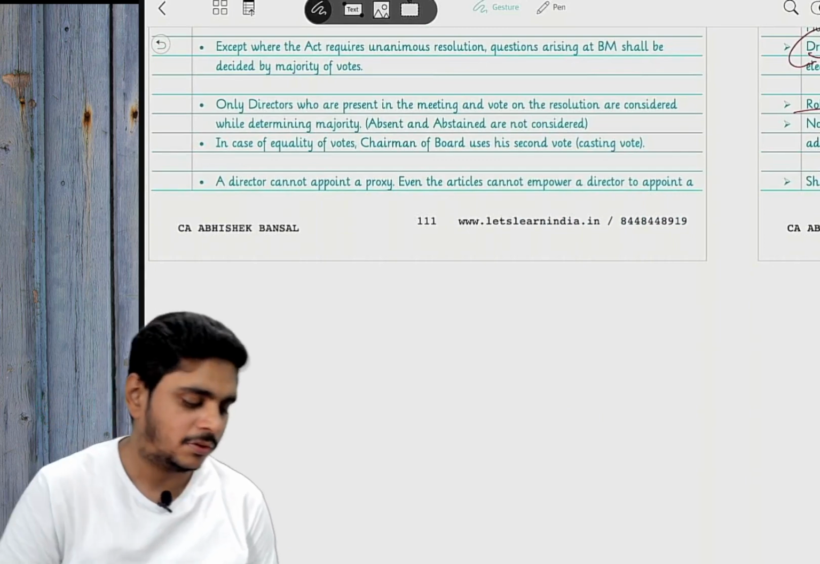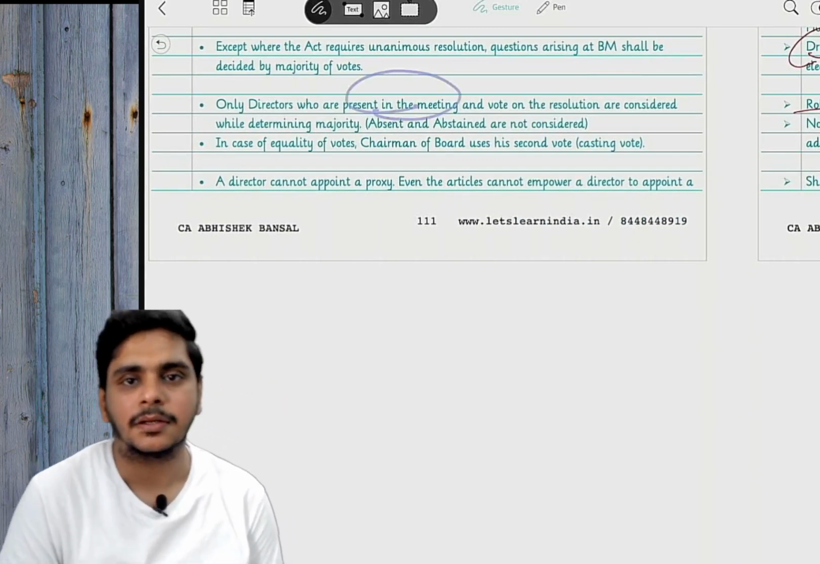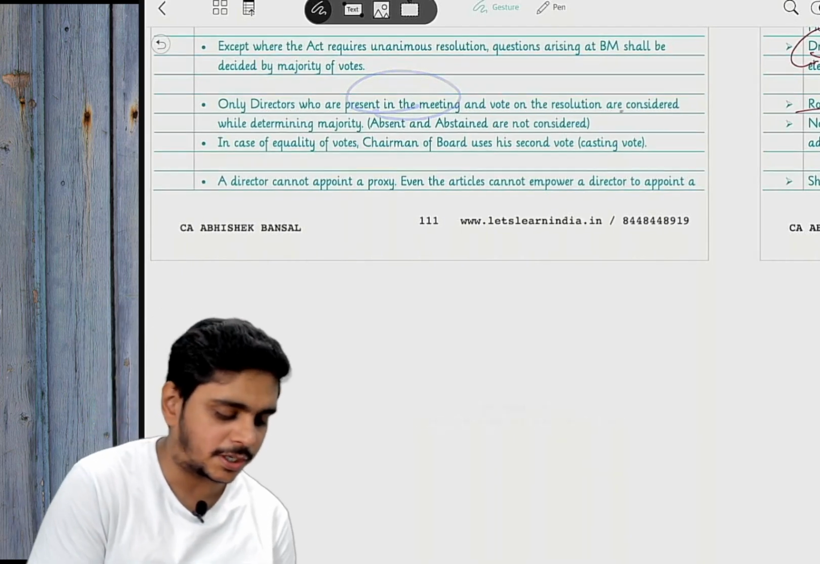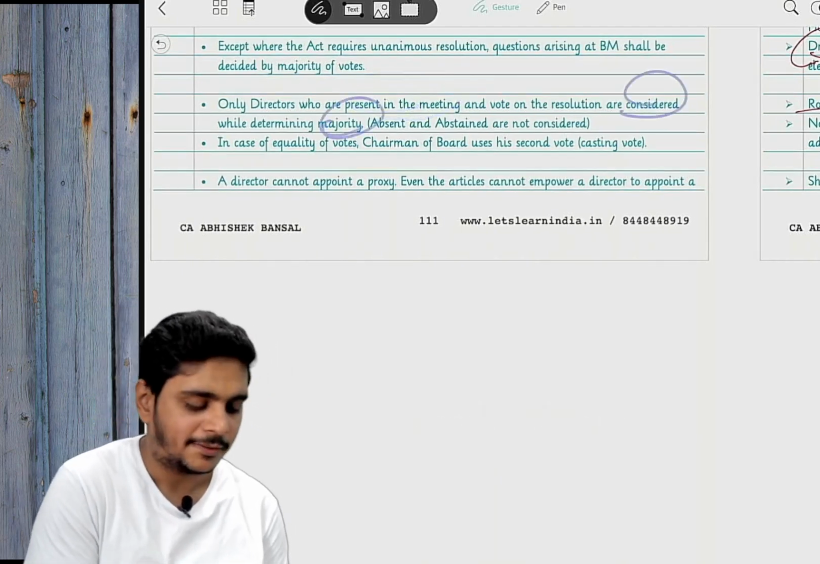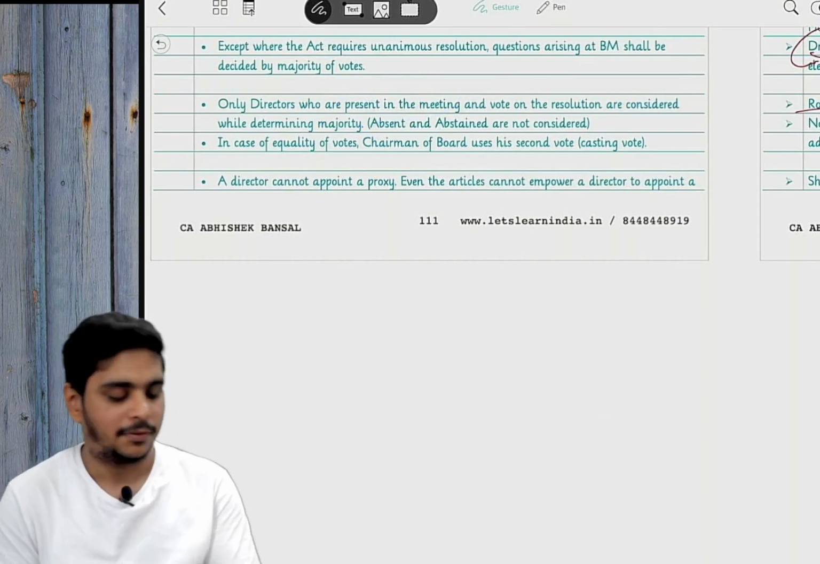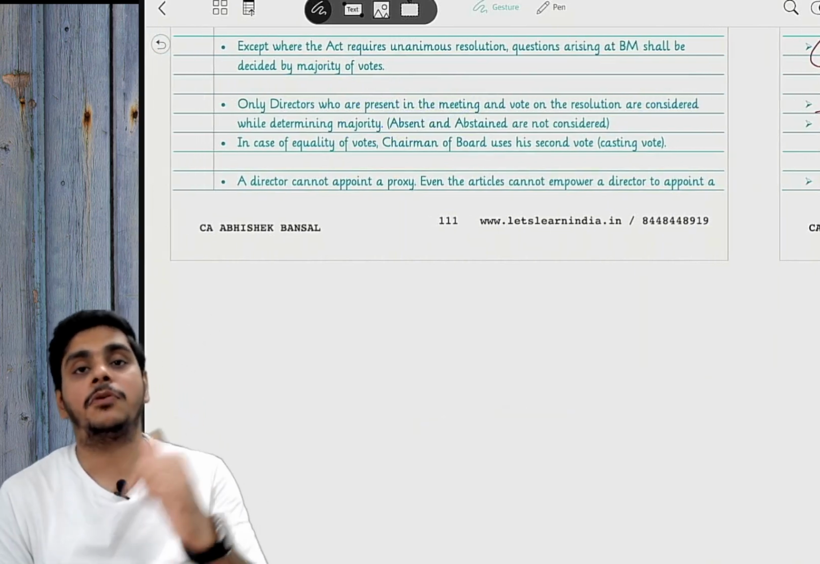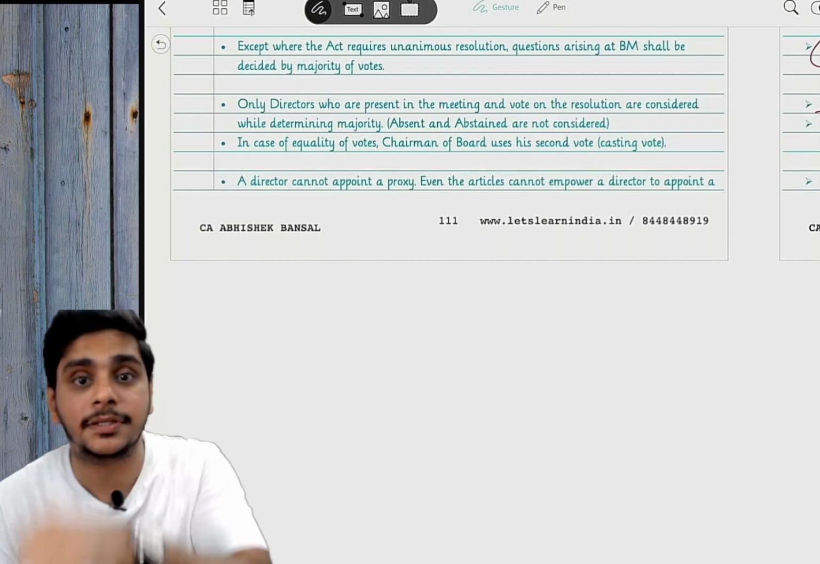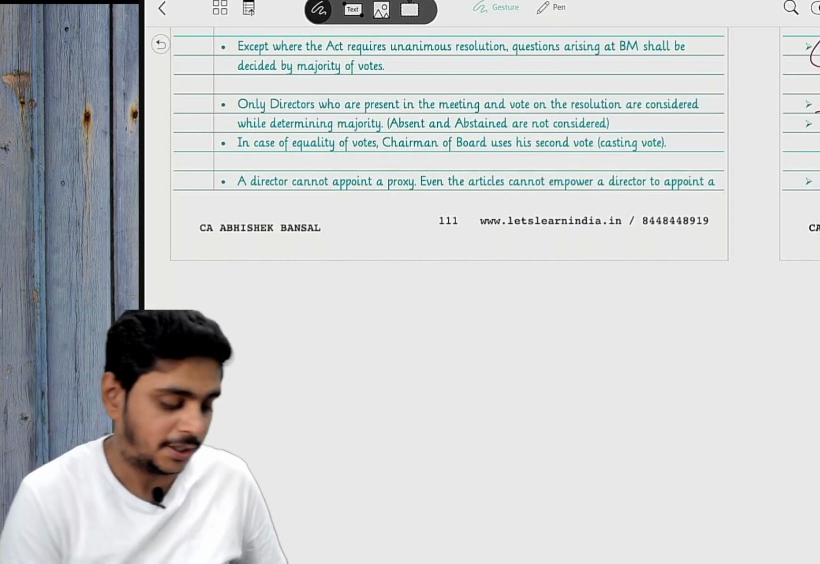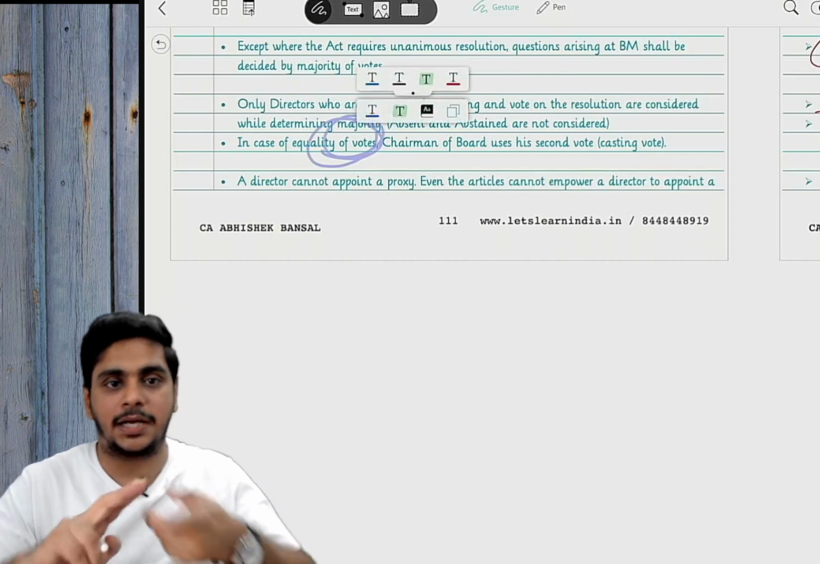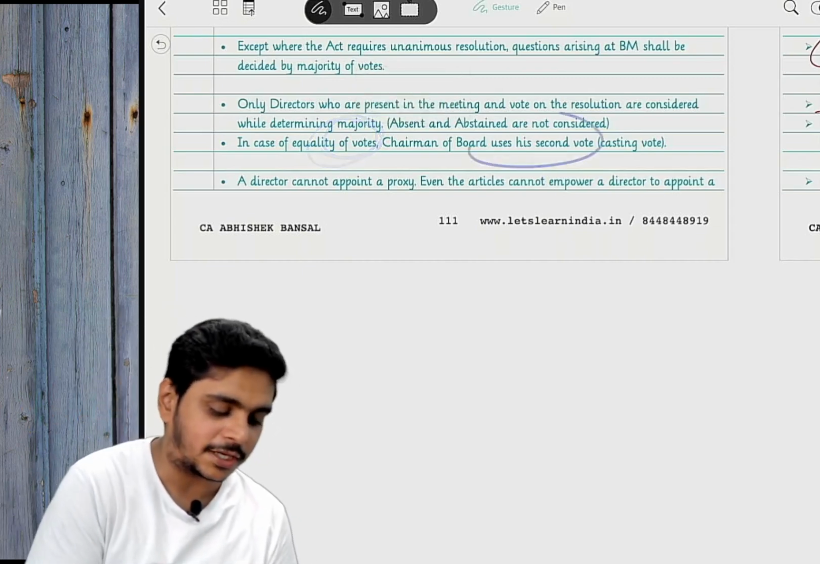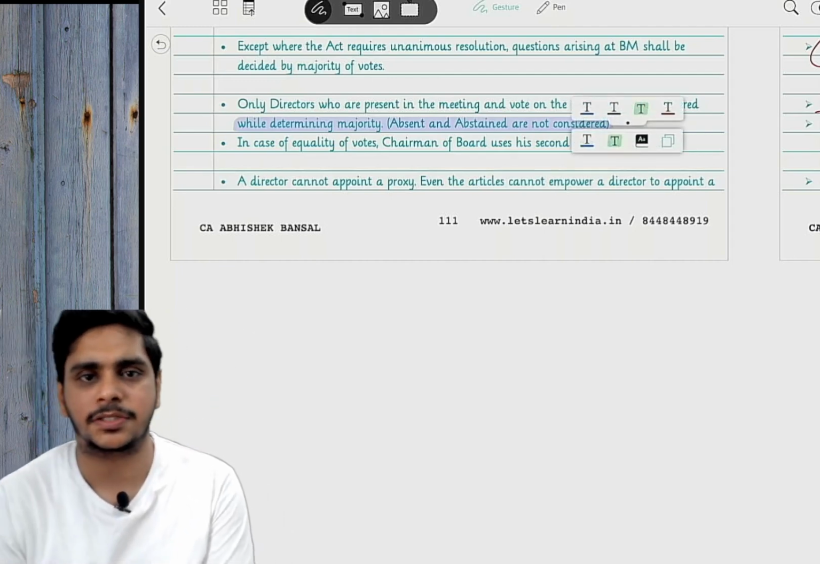Only directors who are present in the meeting and vote on the resolution are considered while determining majority. Absent means people who have not come. Abstain means people who have come but do not vote. Interested directors are not considered. In case of equality of votes, in case of a tie, the chairman will have a second vote. That is called the casting vote.